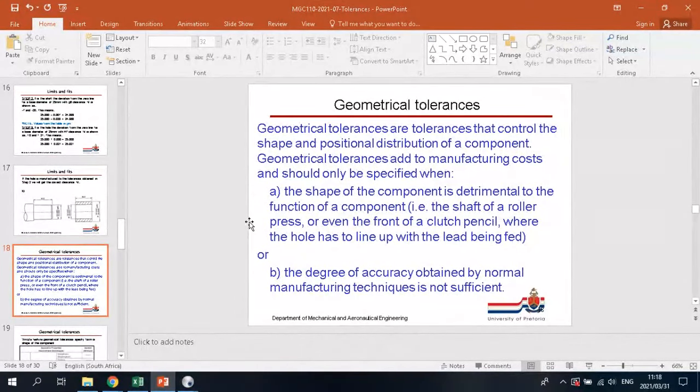Okay, geometric tolerances, as I said, they control the shape of a component. Another example would be in your clutch pencil, the hole has to line up with the lead being fed through it. So you could specify how concentric the hole in the tip of your clutch pencil must be to the center line of the clutch pencil. Remember, you can't just specify everything to be perfect. Firstly, because it's almost impossible, and secondly, it's going to take a lot of time for someone to then measure each component afterwards to make sure that it is actually as perfect as you require it to be.